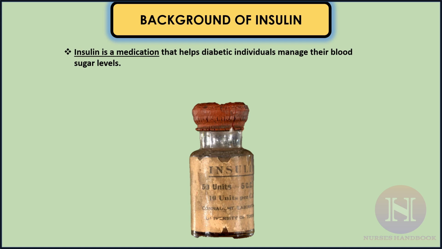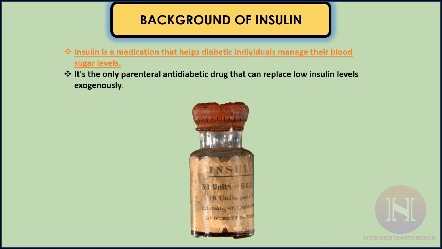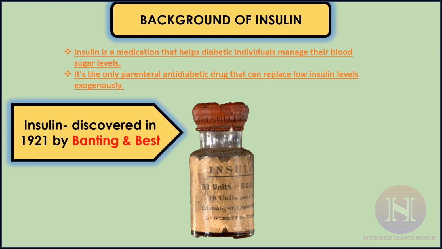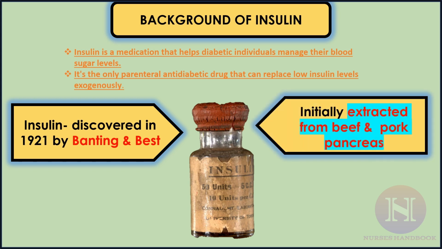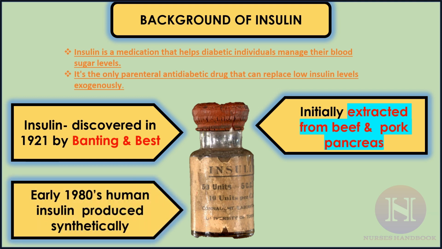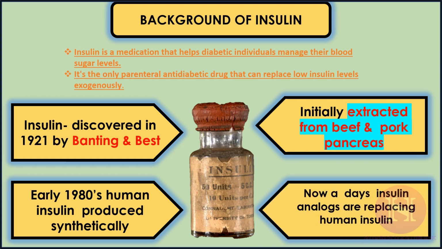Insulin is a medication that helps diabetic individuals manage their blood sugar levels, and it is the only parenteral anti-diabetic drug that can replace low insulin levels exogenously. It was first discovered in 1921 by Banting and Best and was initially extracted from beef and pork's pancreas. In the early 1980s, synthetic production of human insulin began, and nowadays insulin analogs are replacing human insulins.